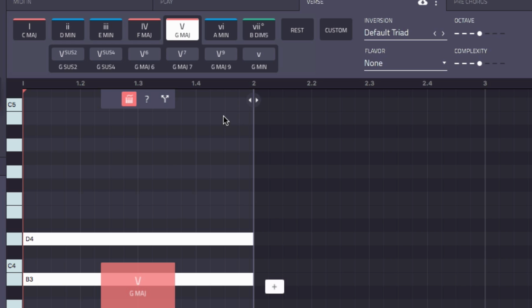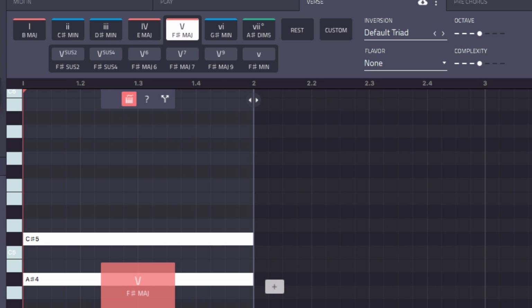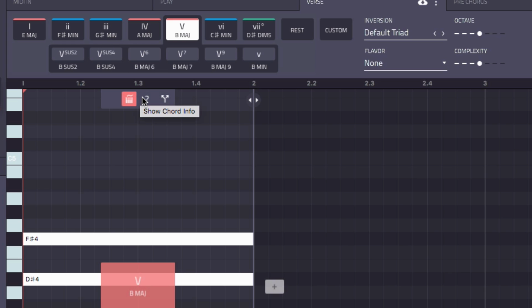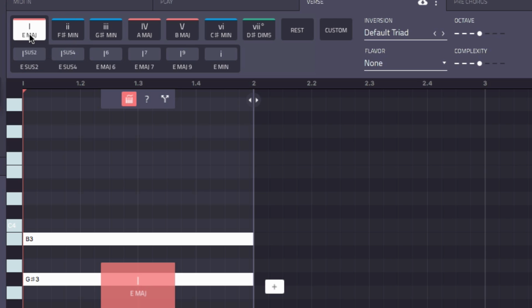So let's try this in another key. Let's say the key of E major. Since we're in the key of E major, guess who's number 1? E major. And that means the second would be F sharp minor, and the third is G sharp minor, and the fourth is A major, and the fifth is B major. The sixth is going to be C sharp minor, and then the seventh is a D sharp diminished.